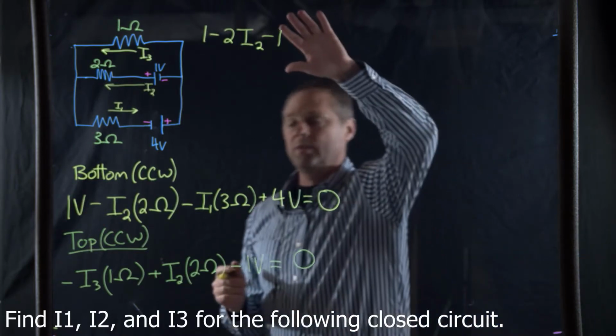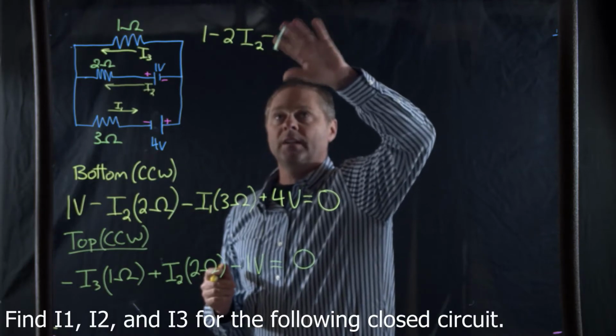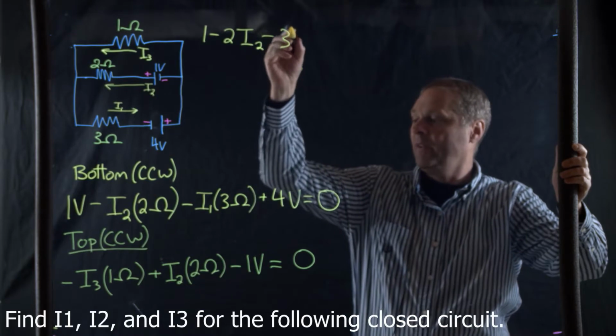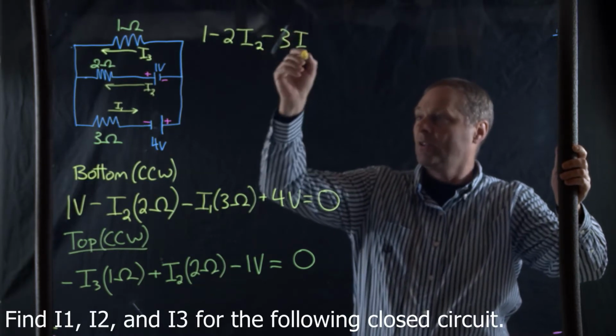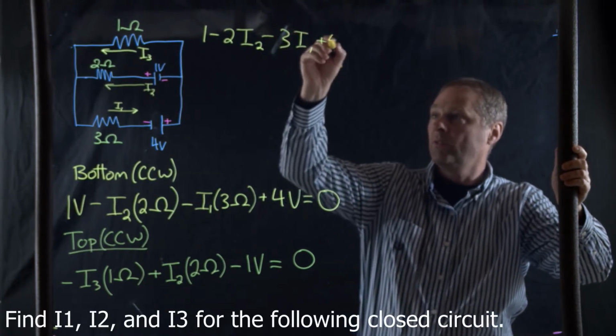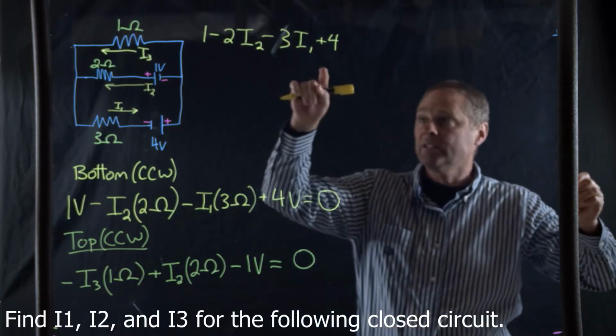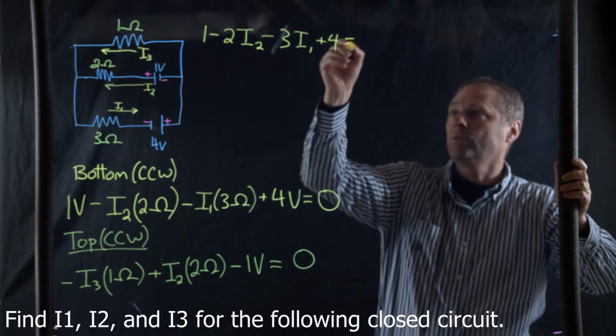Oops, sorry, not minus 1. Sorry, got ahead of myself. This becomes now minus 3I1 plus 4. All right, plus 4. Now we can simplify this, and this is going to be equal to 0.